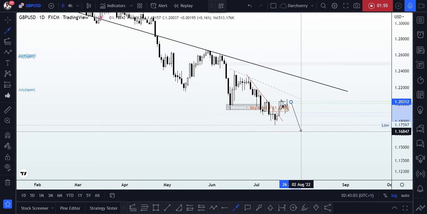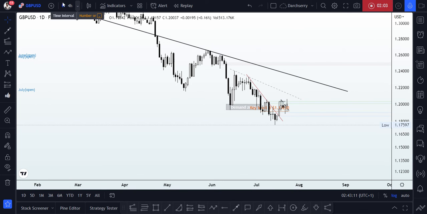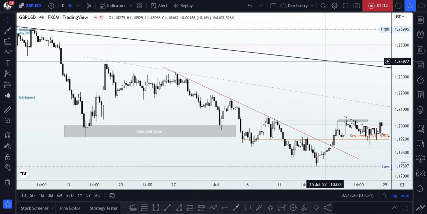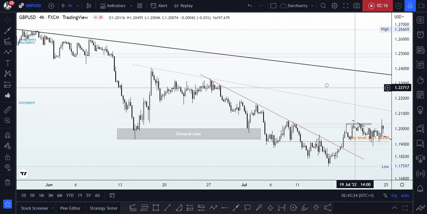So let's scale down from the daily to the 4 hours time frame, and let's see how price action has been playing out in the last couple of weeks, and we shall be using this parameter to determine where price will be heading in the nearest future. So let's go down to the 4 hours time frame, and what do we have here? Let me reset the chart a little bit and let's see what structure we have here.